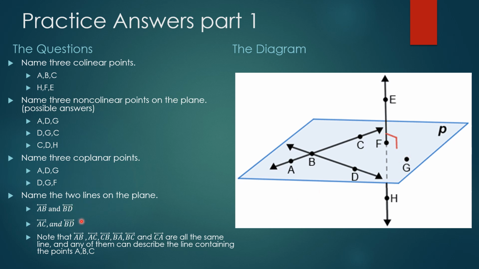We have 2 lines on the plane. We could either describe this as AB and BD, or AC and BD. However, we could have used a combination of any of these to have that answer.